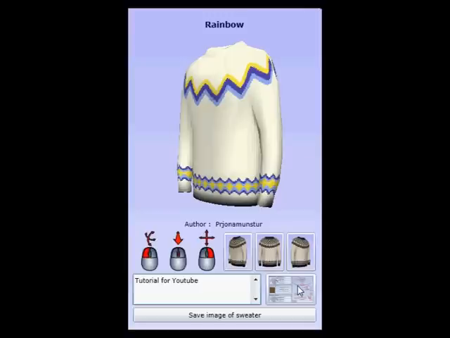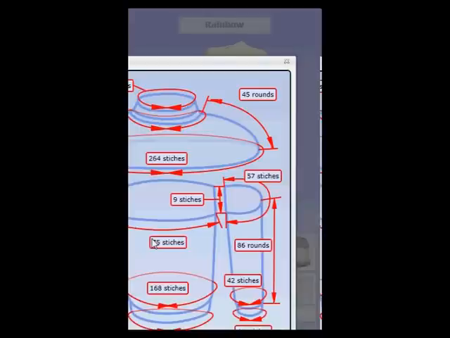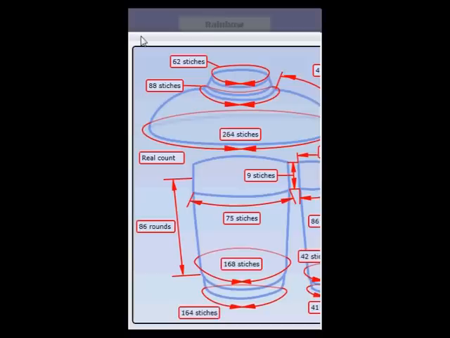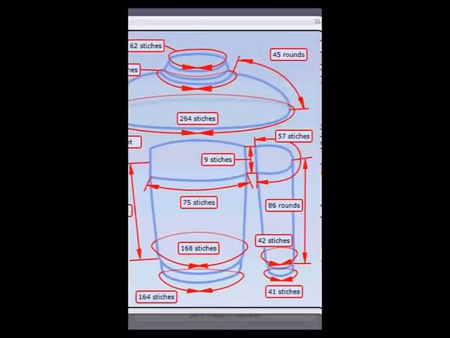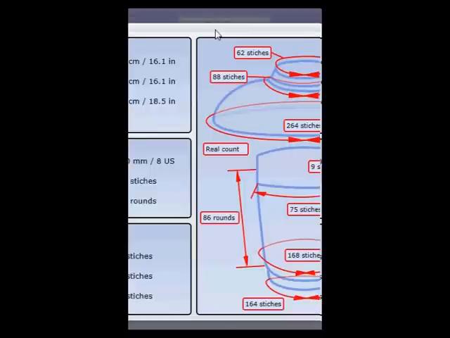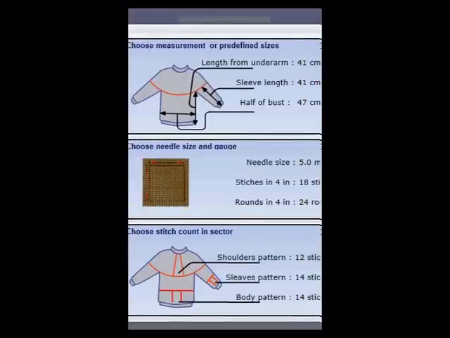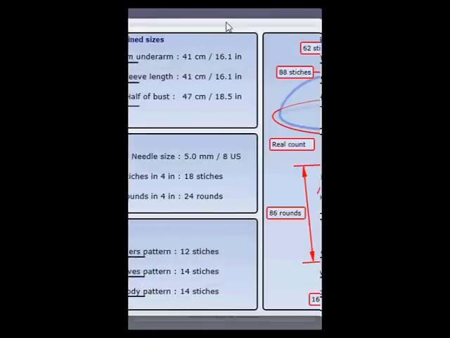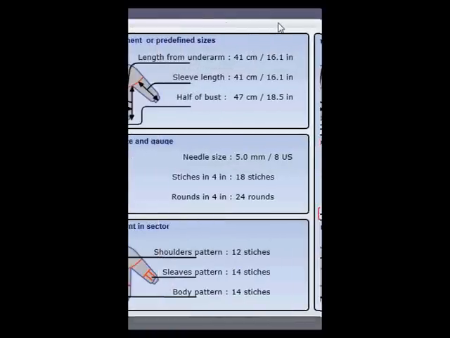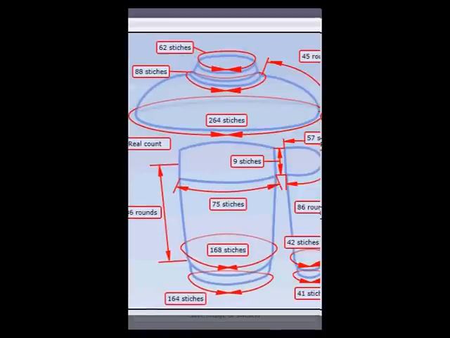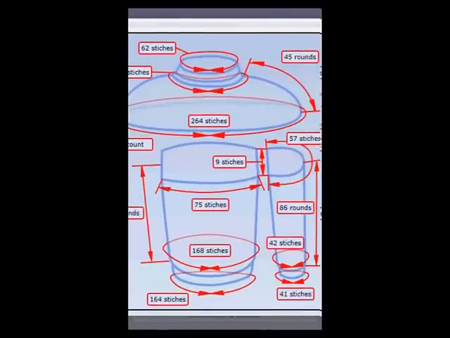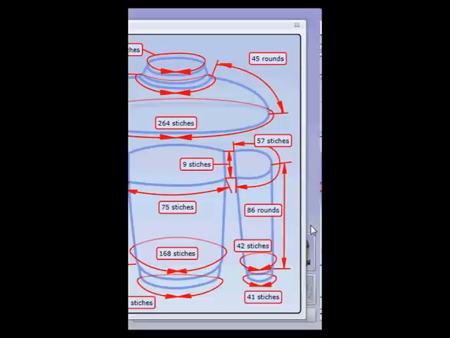This button here, you can click this button and you can see the stitch count that you selected when you got the new pattern window, so you can have a look back at what you selected. You can't change anything, but you can view it just to see how many stitches there are on the shoulders and how many rounds there are in the shoulder pattern and so on. You can see all this just by clicking this button.